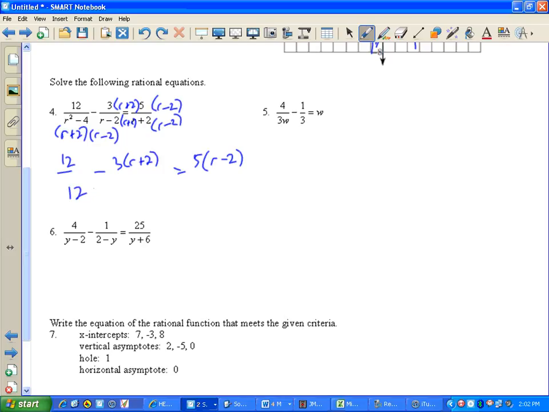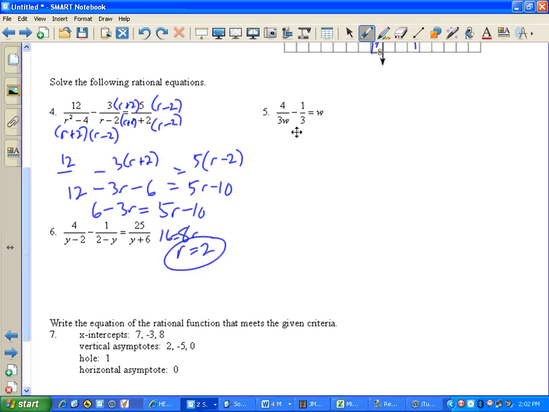So I've got 12. I'm going to distribute here, so minus 3r minus 6 equals 5r minus 10. This is 6 minus 3r equals 5r minus 10. Add the 3r over. Add the 10 over. So r is 2.